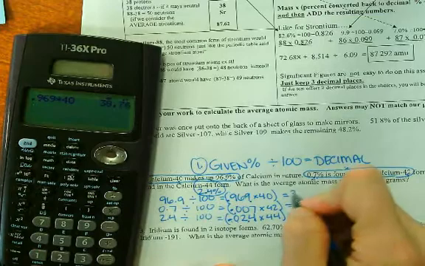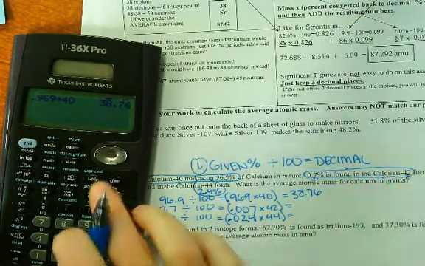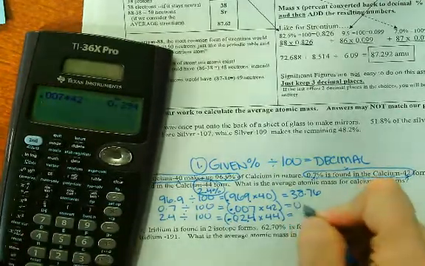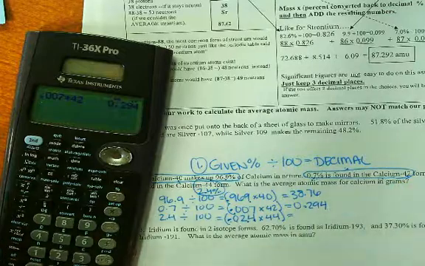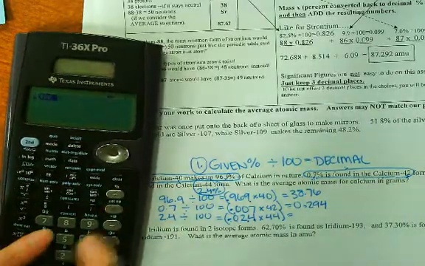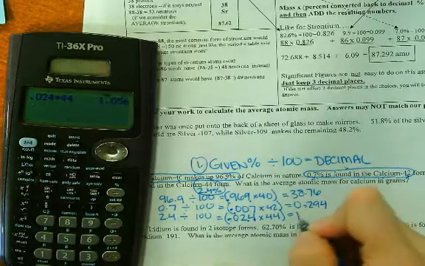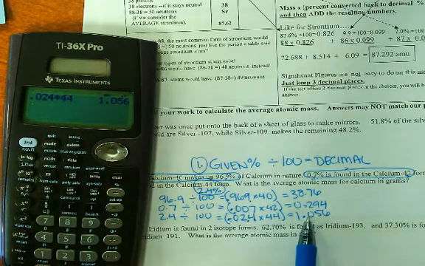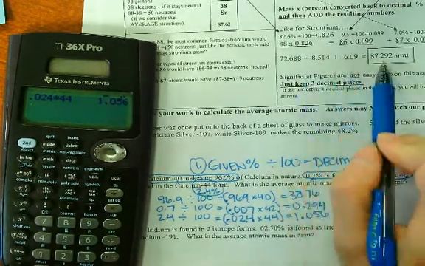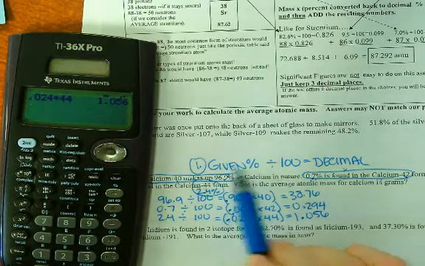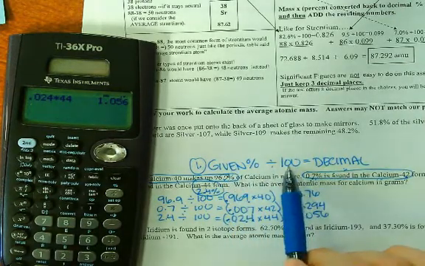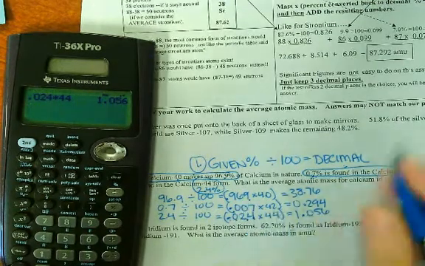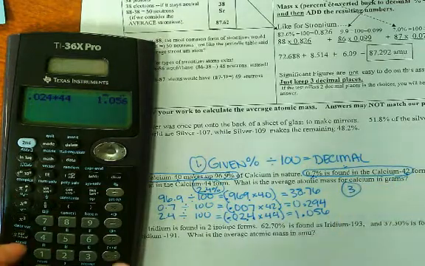0.969 times 40, 38.76. Okay. 0.007 times 42, 0.294, and then 0.024 times 44, 1.056. So now that I have these numbers, I just add them all together, and that's what they show you here. Okay. So step 1 is to convert our percentage to a decimal by dividing by 100. Step 2 is to multiply that decimal times its mass. Okay. And step 3 is going to be to add them all together.